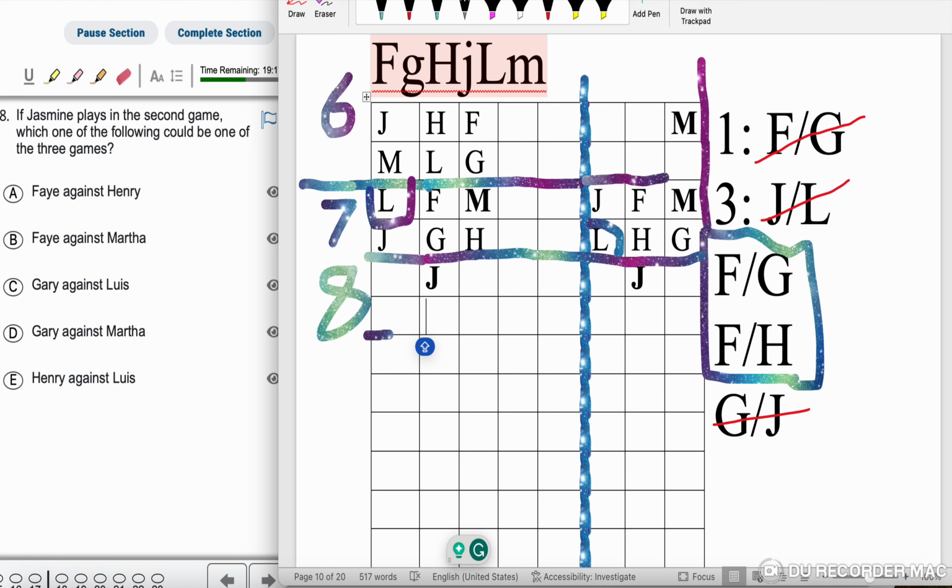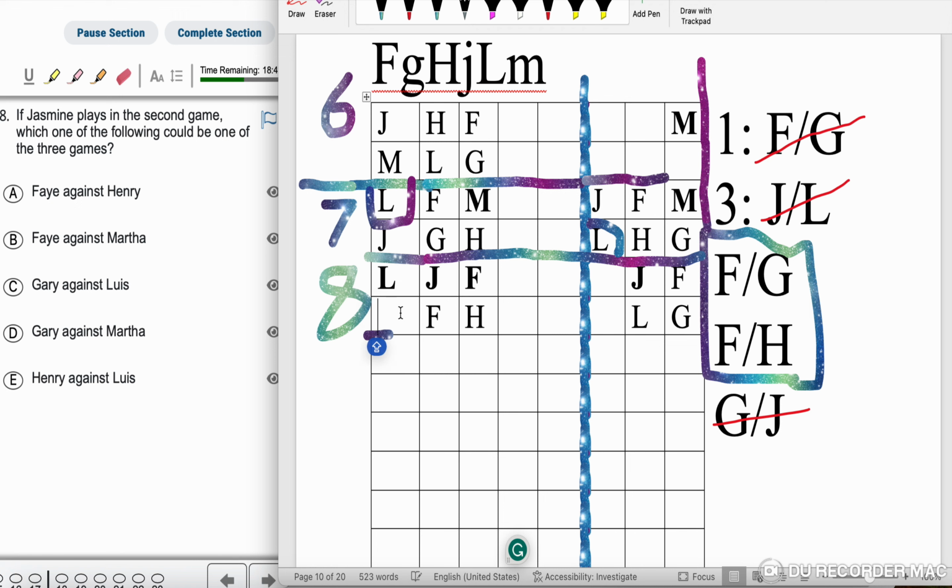Question 8. If Jasmine plays the second game, which one of the following could be the 3 games? So with that being said, F is not allowed to be going in the first spot. So I'm going to put F here. Then I'm going to put F here. Keep in mind that J and L are not going to be going in the third spot. So I'm going to go ahead and put L here. And then for F and G, F either has to play G or H. So G can be in this position. And then I'm going to go ahead and put F here. H could be here. J or L has to be in 1.